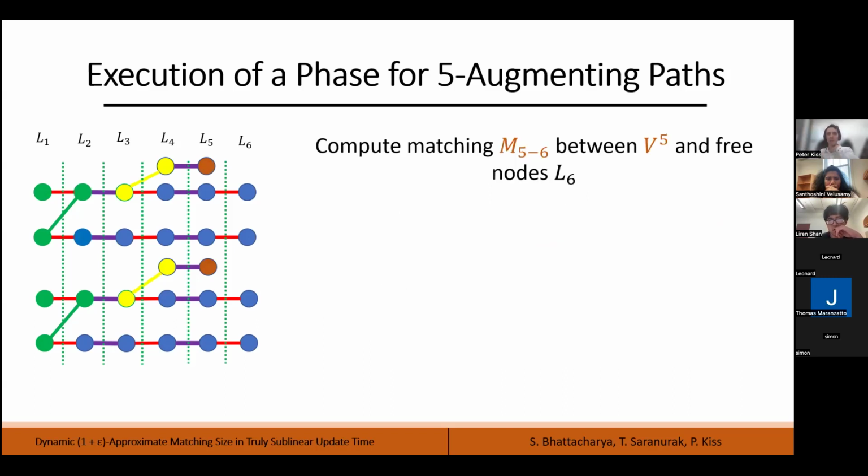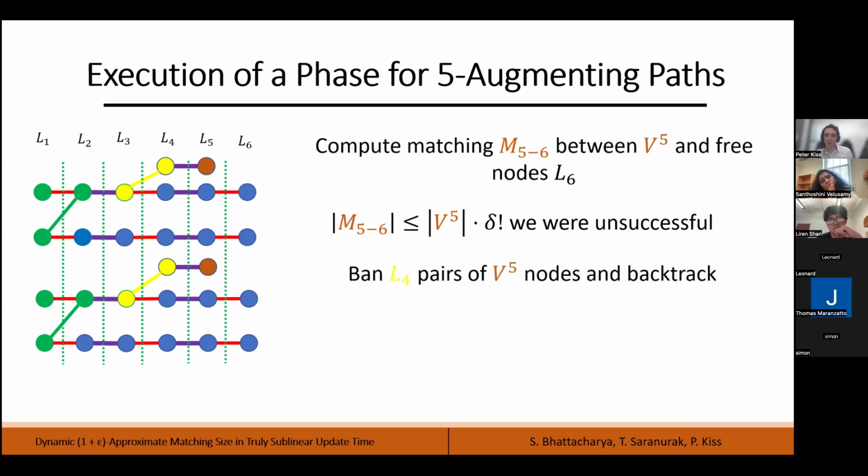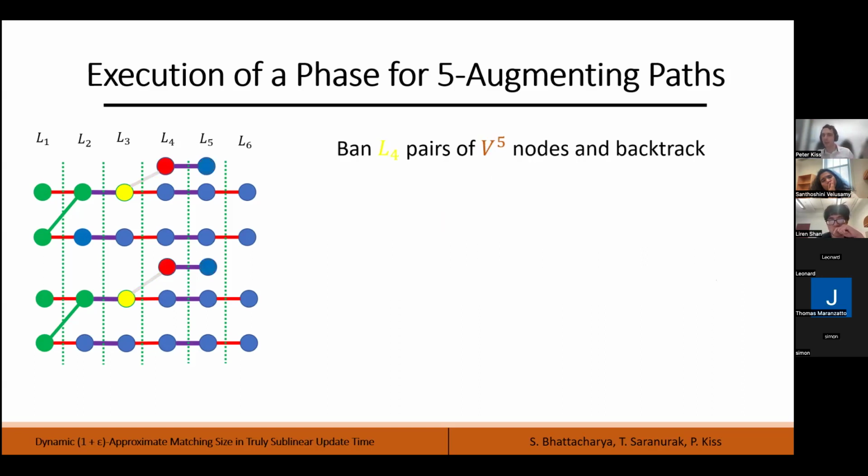But once we get to layer 5 and we want to compute matching between the endpoints of those prefix paths we have found and layer 6, we will observe that we can't do enough of them. Like, it's going to be smaller than this constant fraction. We will say no problem. We will ban the endpoints where we got stuck at in the previous layer. Like, these were not good directions to go towards. We can't finish the augmenting paths in this direction, and we just backtrack.